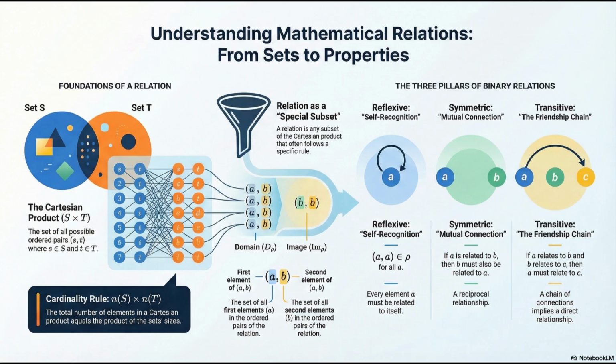Imagine you have a relation with only two pairs, AB and CD. Okay. There is no overlapping middleman. B doesn't connect to C. There's no chain to test. So does it fail the transitive test because it can't form a chain? No, it actually passes. Wait, really?